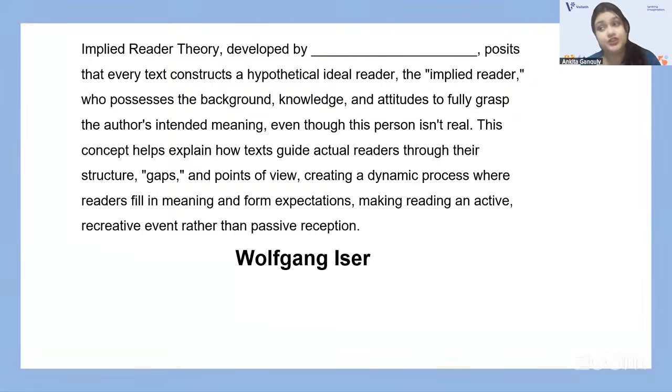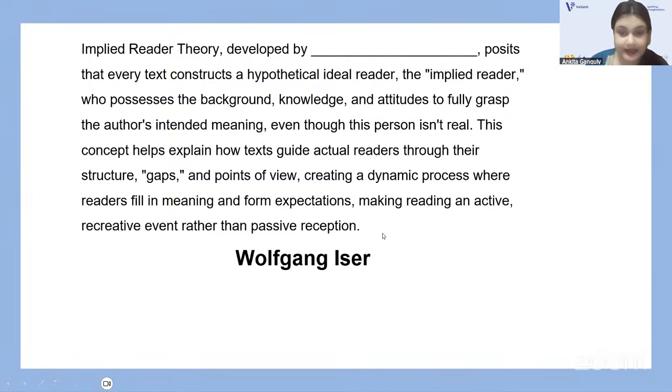Stanley Fish is very important. You all know him. He wrote works like Surprised by Sin: The Reader in Paradise Lost, and Is There a Text in This Class? Stanley Fish is associated with the concept of interpretive communities. So, reader response criticism is very important. Wolfgang Iser developed the theory of implied reader, which posits that every text constructs a hypothetical ideal reader.